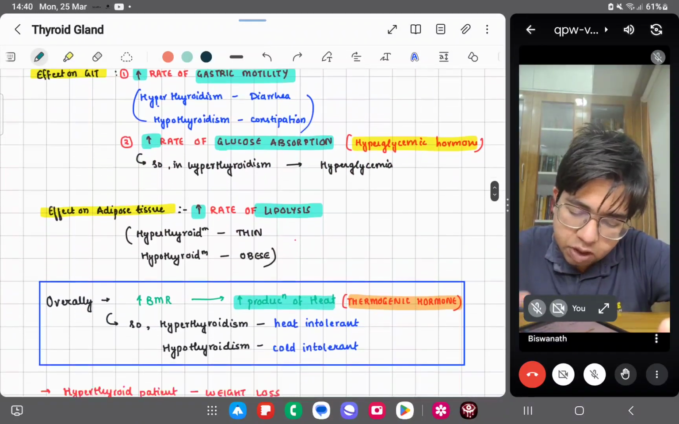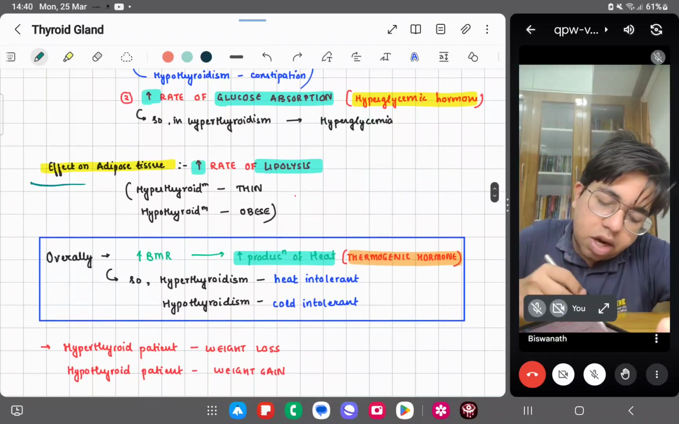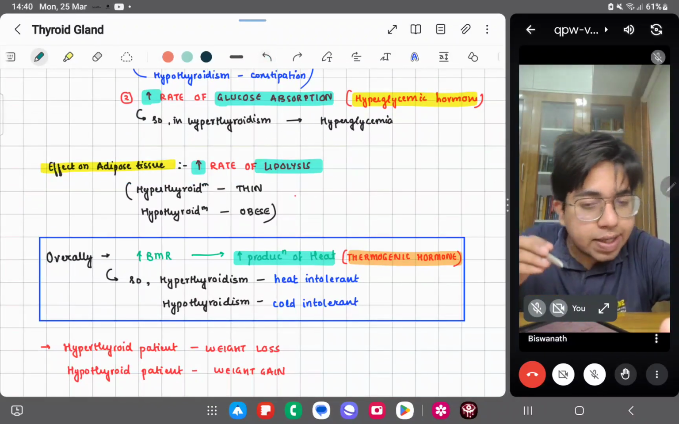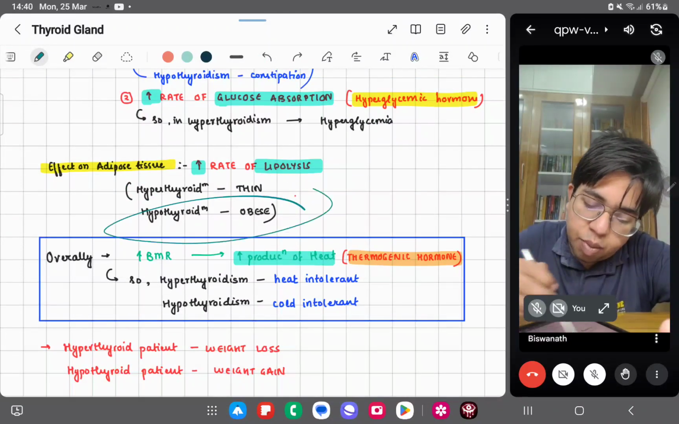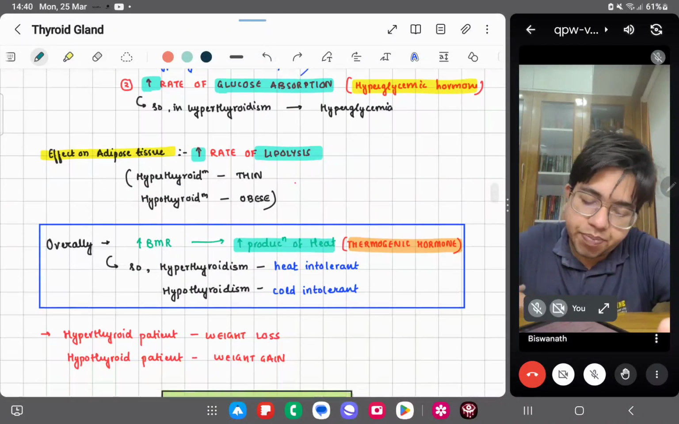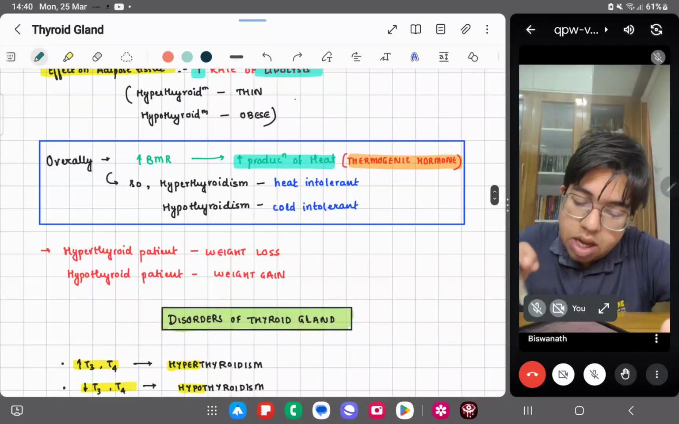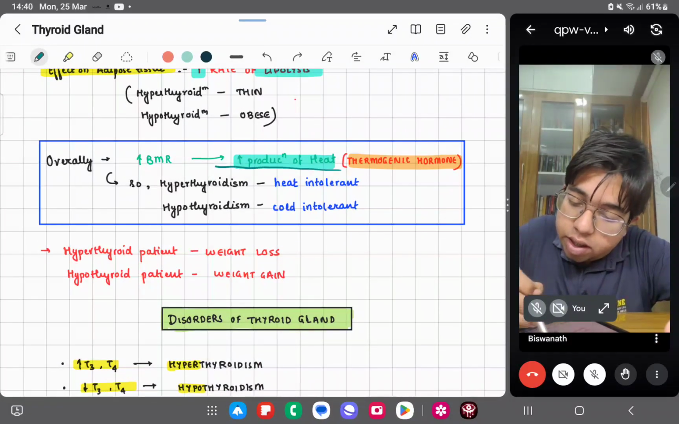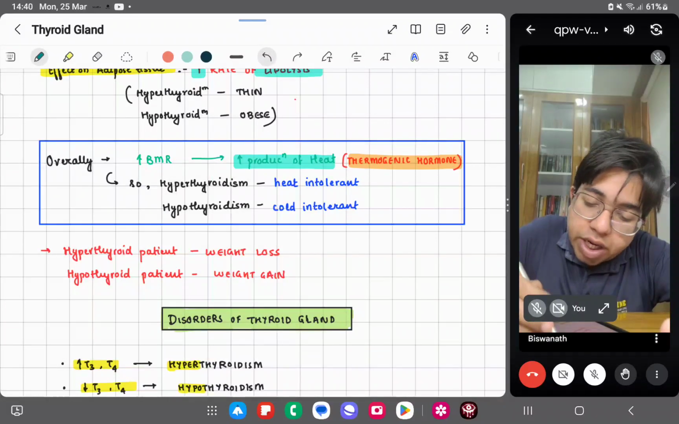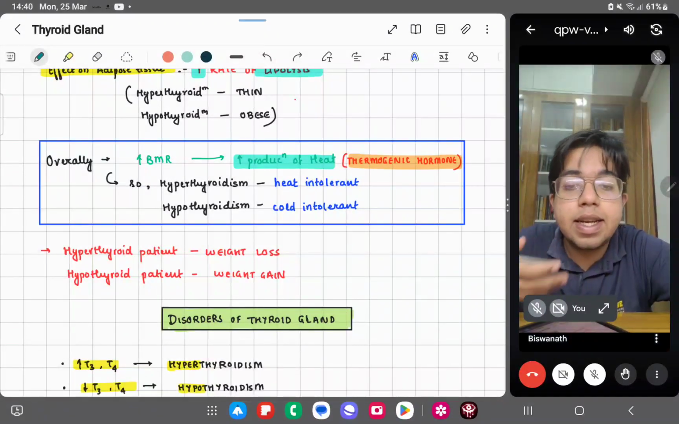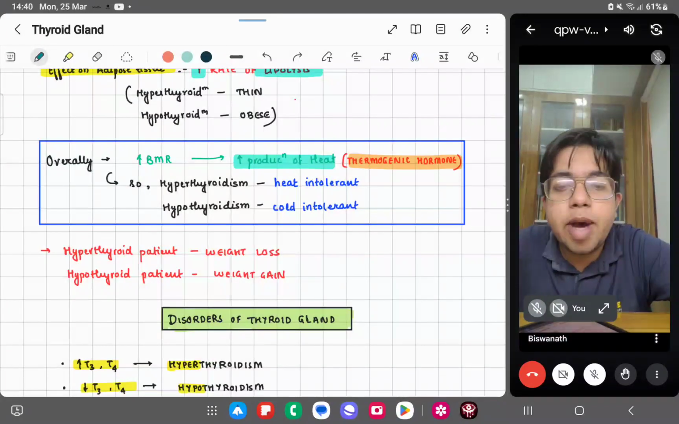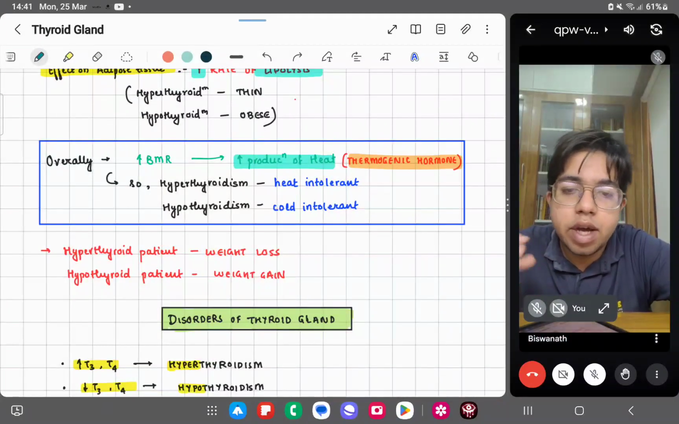Effect on GIT we saw. Effect on adipose tissue: thyroid hormone increases the rate of lipolysis, that is breakdown of fat. So a hyperthyroid patient will be thin and a hypothyroid patient will be fat. Another important thing is that thyroid hormone is a thermogenic hormone, that is a heat producing hormone, because there is increase in metabolism, and any metabolic reaction will produce heat.